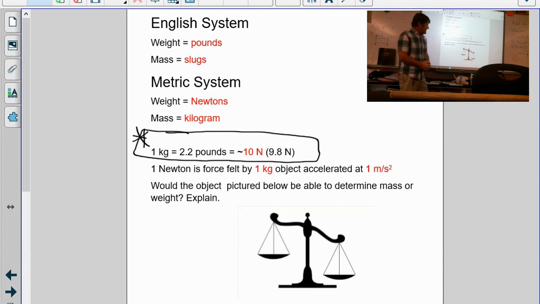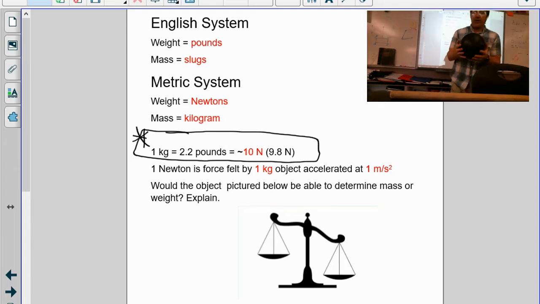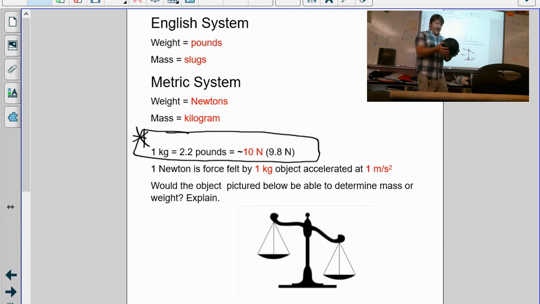So then we have this object over here. This is a scale or a balance, if you will. And the question is, does this object measure mass or does it measure weight? The way you approach that question is that mass is a measure of how much stuff is in something. So if I were to take this bowling ball and look at it here on Earth, it has a certain mass. If I were to take this bowling ball to the moon, it has the same mass. It's still made of the same stuff. That didn't change. So mass doesn't change.